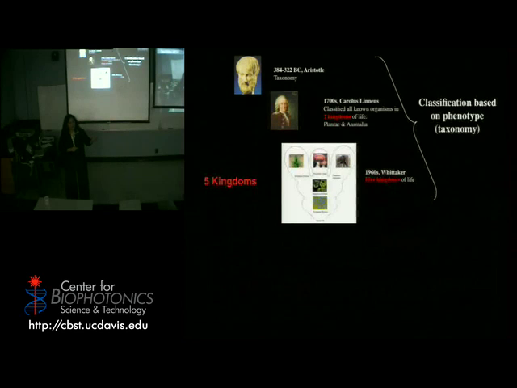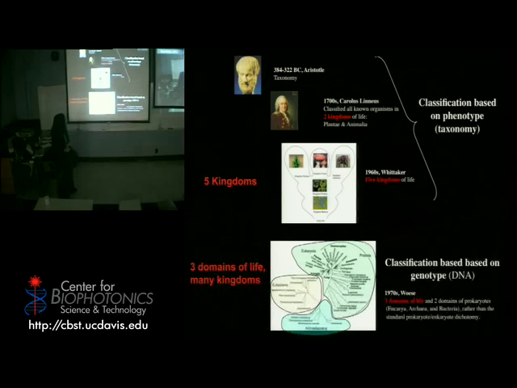Now, with the advancement of biology and the era of molecular biology, things started changing a little bit. And then we have, in the 1970s, with Woese, the classification based on the genotype or the DNA. So now we are able to determine the genetic code of all species. We are able to read and see how they look alike or not based on the DNA, not anymore on the external characteristics, but on the genetic code.